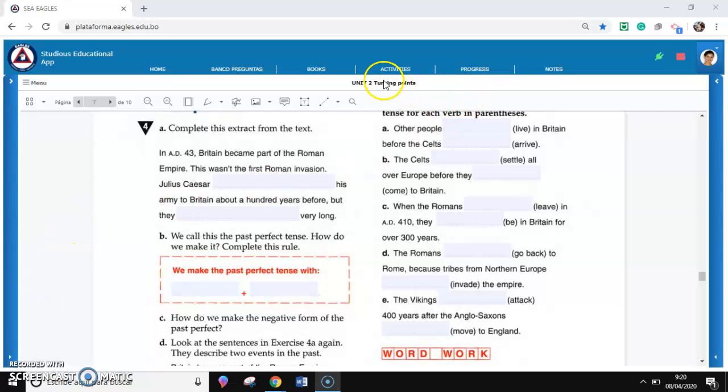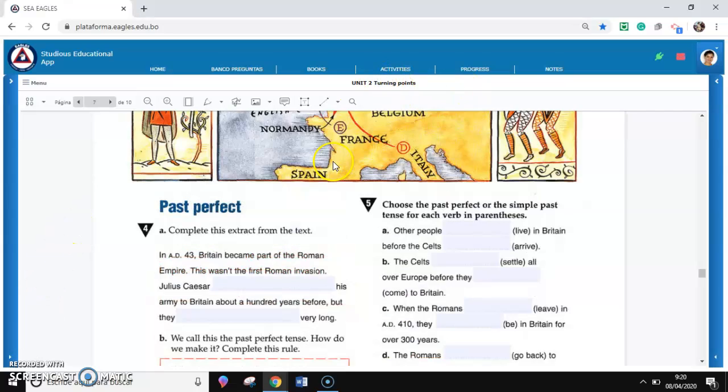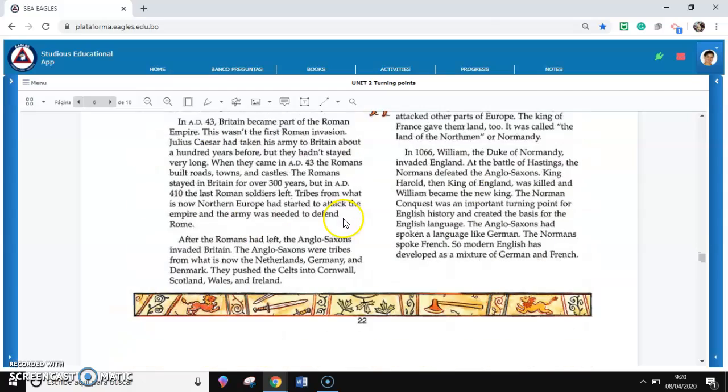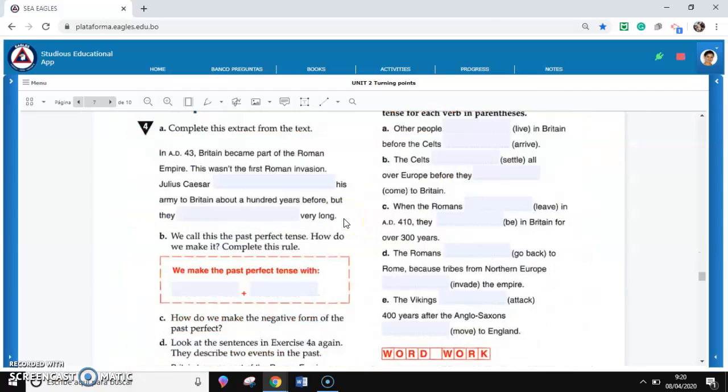Remember that we are looking at Unit 2, Turning Points. In this case, we're looking at the past perfect tense. So let's have a look at exercise 4. Complete this extract from the text. The text is "The Invaders" here. So we need to complete some of the missing words. So let's have a look.